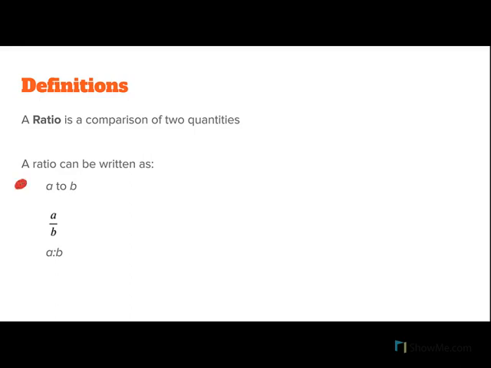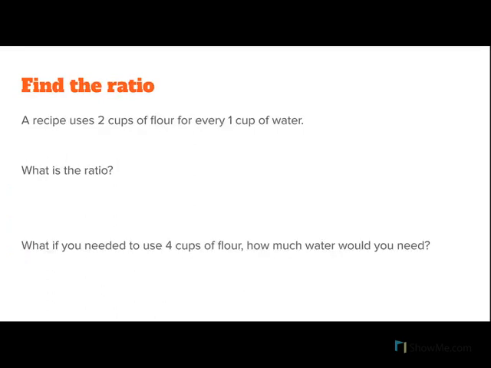We can say A to B, as we'd read it, again, 2 to 3. I could write it as a fraction, 2 over 3, or I can do it with a colon in between, a ratio of 2 to 3. All of these are technically interchangeable, just different ways we can write how we're comparing one thing to another. So let's look at a couple examples, all right?